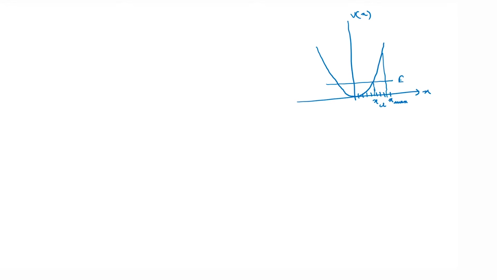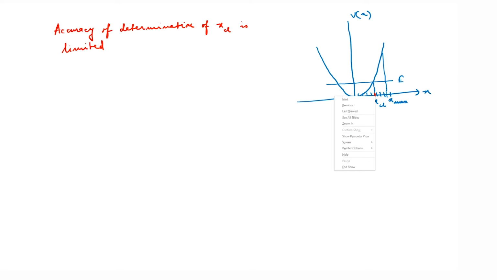As a result, what might happen is, maybe I use another color pen, this is the exact point of classical inversion, but that point does not lie in my grid. So, either I have a point before that or a point after that. So, the accuracy of determination of XCL is limited. If I have smaller and smaller grid spacing, then the probability of having one of the grid points exactly at XCL increases. What it means is that the accuracy of determination of XCL is limited by the interval between grid points.